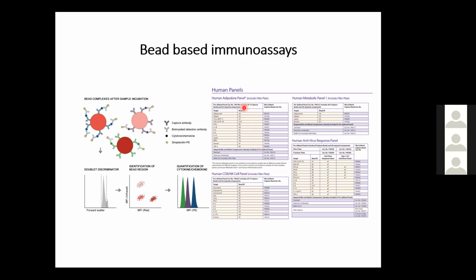Yeah. If you look at the example of this human panel, you can see that there's bead A4 to bead B9. So these are all different beads. They have a different capture antibody, which is the one that is specific for the analyte. So the capture antibody will be for adiponectin, interferon, and so on. But the streptavidin comes in as one reagent. It's the same for everything. It just carries the streptavidin and the biotinylated antibody.